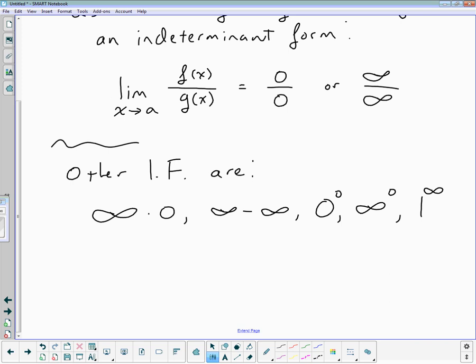That does not mean that you cannot solve forms like that with L'Hopital's rule. It just means that you've got to manipulate the living daylights out of it so that it looks like f of x over g of x. Okay? So these forms all require manipulation.